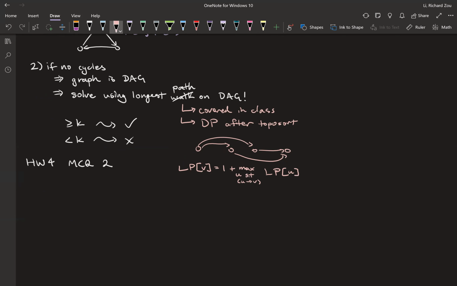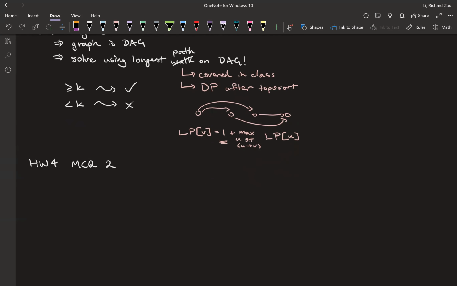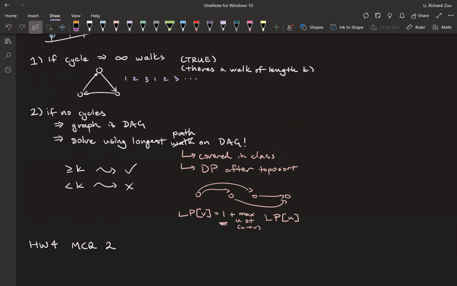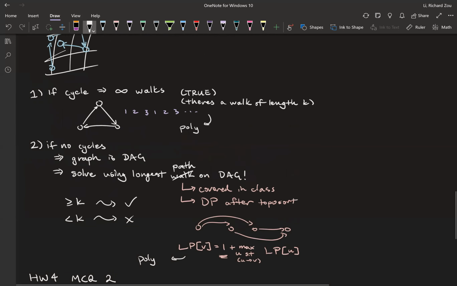So we traverse one edge, and every single time we traverse one edge, the longest path increases by 1, depending on which one is the maximum previous node. But this is a typical DP solution that I believe you covered in class, so I'm not going to worry too much about it. This DP solution is known polynomial time. And of course, above here, cycle detection is also polytime, as covered in class. So both steps are in polynomial time.